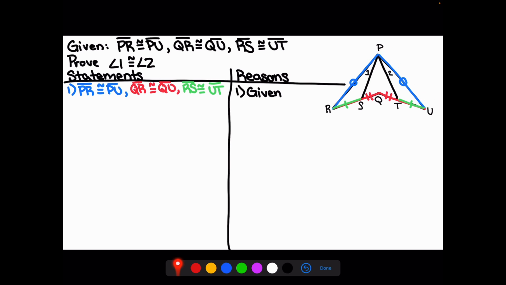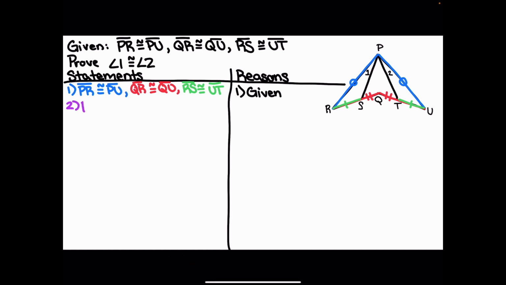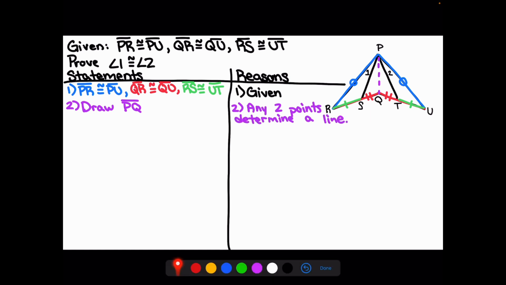So to get started on this, the first thing I'm going to do is make this into two large congruent triangles. And to do that, I need to draw a new segment. So I'm going to go ahead and draw segment PQ. It's going to go straight from P down to Q. And the reason that we can do this is between any two points is a line, ray, or segment. So I'm just going to put any two points determine a line.